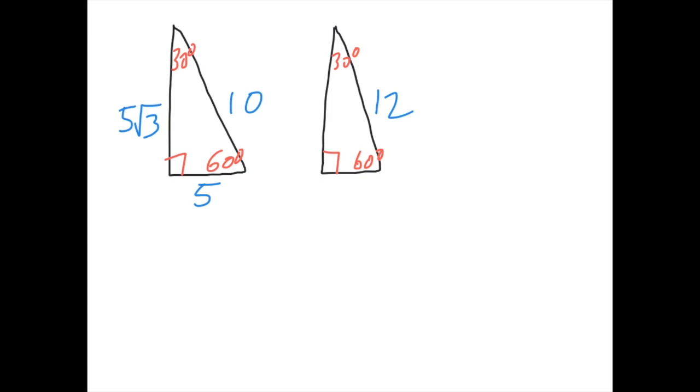So from the short leg to the hypotenuse, you doubled it. You multiplied by 2. So to get from the hypotenuse to the short leg, you have to do the opposite. So you have to divide by 2. And 12 divided by 2 is 6. And then to get to the long leg, you multiply the short leg by the square root of 3. So 6 square root of 3.